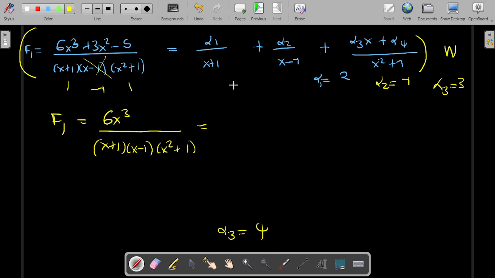And then this is going to be equal to, now alpha 1 is 2, so here we should have 2 divided by x plus 1. Now alpha 2 is 1, so here we should have 1 divided by x minus 1. Plus here, what is alpha 3? Now alpha 3 here is going to be 3x, and then alpha 4, we know that it is 4. Now this is going to be divided by x squared plus 1.